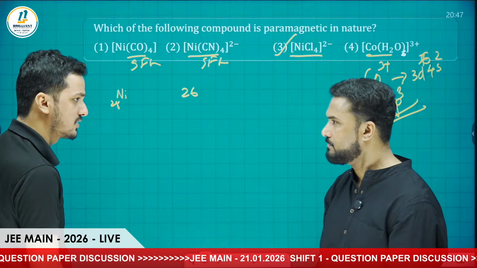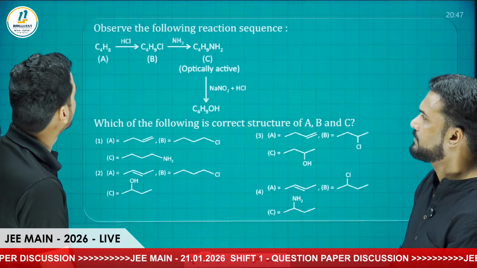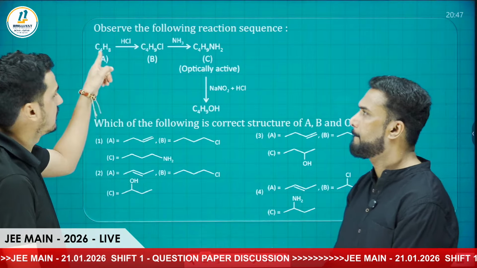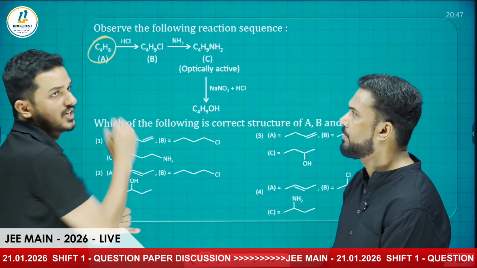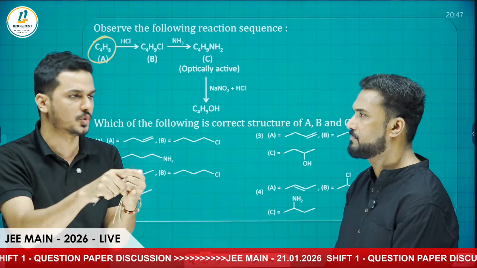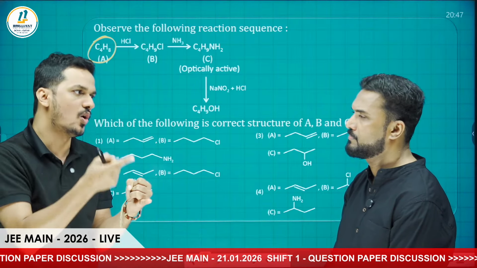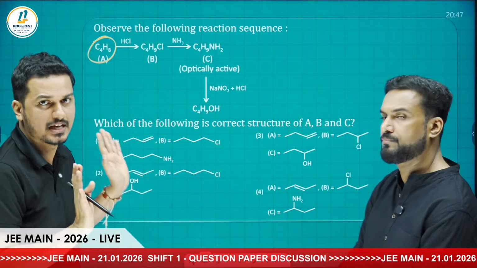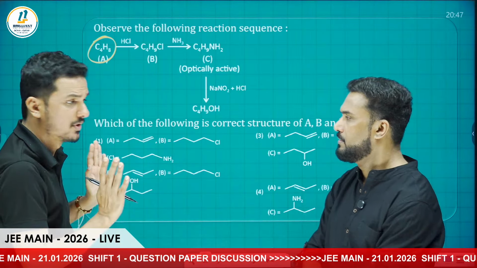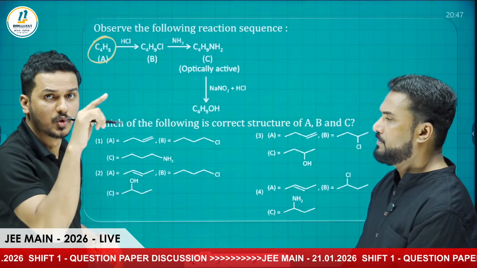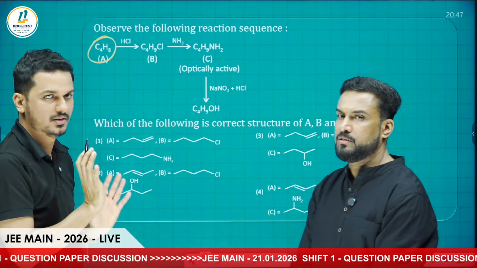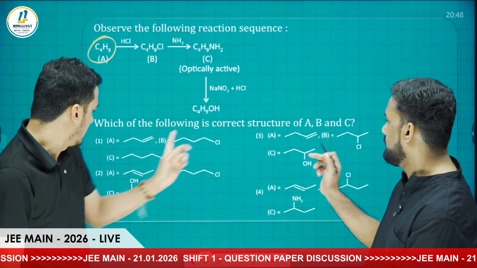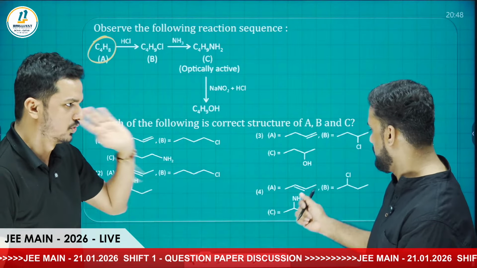Okay, so we can go with the next one, sir. Yes. So this is the next question. Observe the following reaction sequence. Here they have given C4H8. C4H8 means CnH2n. Either it may be an alkene or else a cycloalkane. But none of the options is a cycloalkane. Only alkenes are given, so it is either but-1-ene or but-2-ene. Here they have given but-1-ene, here also but-1-ene, here but-2-ene, here also but-2-ene.